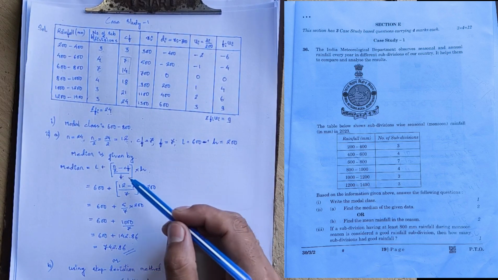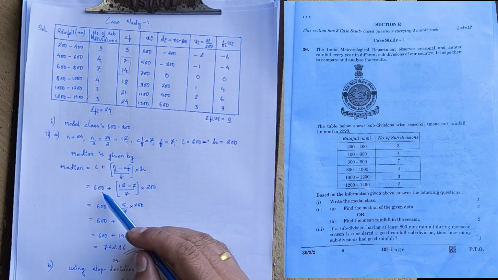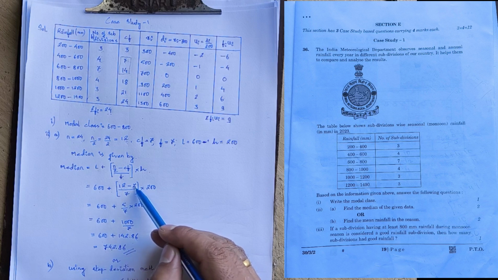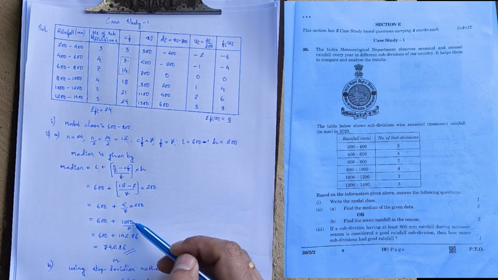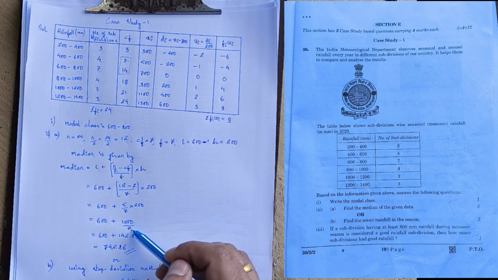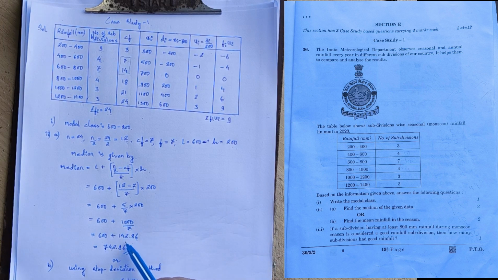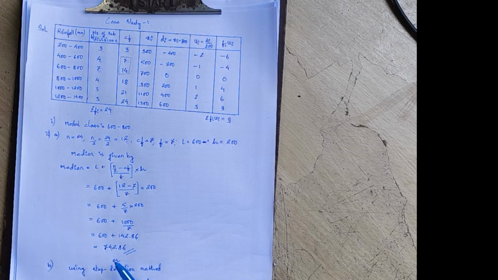Now, substituting these values, we find the median. So here: 600 plus (12 minus 7) by 7 into 200. 5 by 7 into 200, that is 1000 by 7. On division, we get 142.86, and on addition we have 742.86. So this is your median.